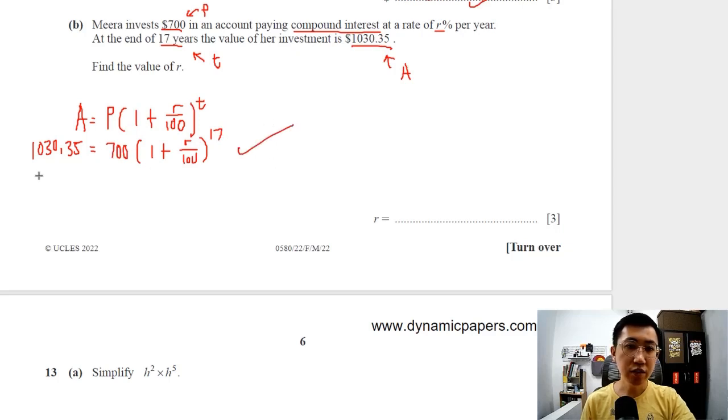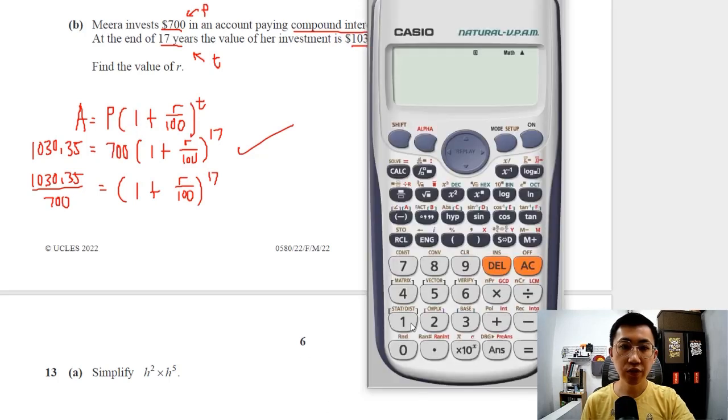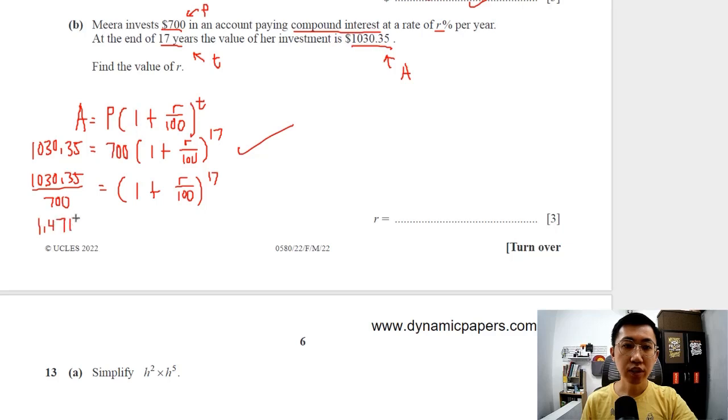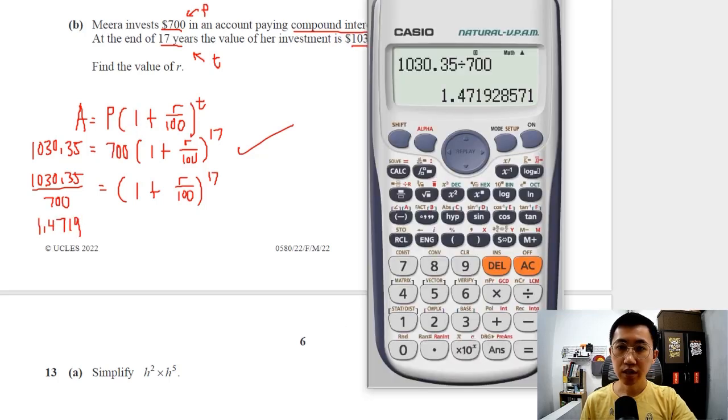Okay, now bring 700 towards the other side. It's actually going to be divide. Okay, divided by 700 equals to this one. Bring down your working. 1 plus R over 100 to the power of 17. Okay, so we need to use our calculator to solve the division. 1030.35 divided by 700. Okay, you can see a lot of decimals over here. I will try to copy. Okay, doesn't matter. 1.4719, 28571.